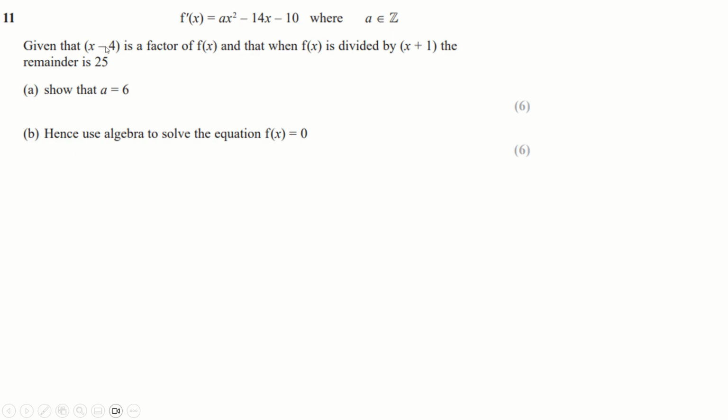Question number 11 is this here. So we have x minus 4 is a factor. That means f of 4 is 0. And x plus 1 has a remainder 25. That means f of minus 1 is 25.